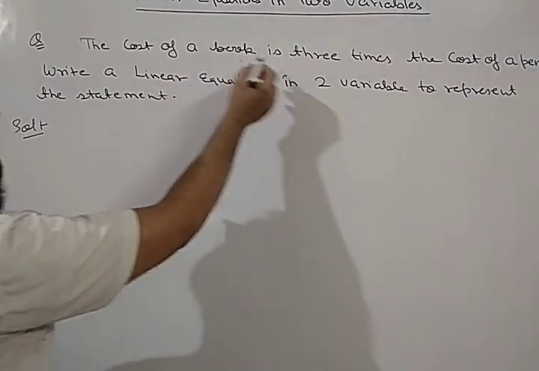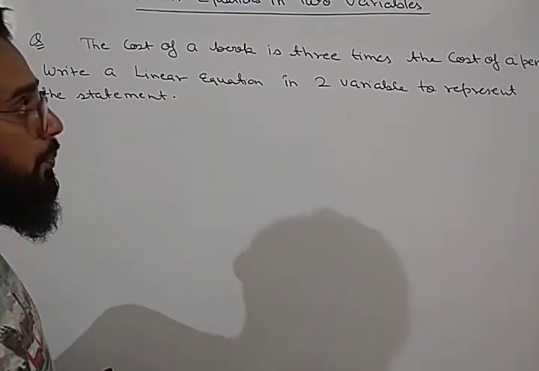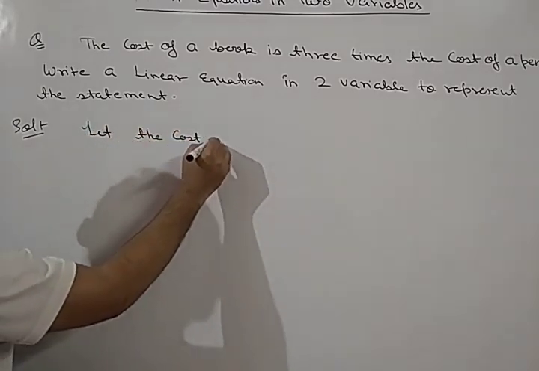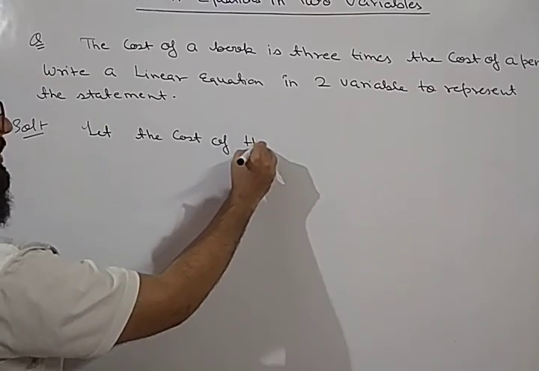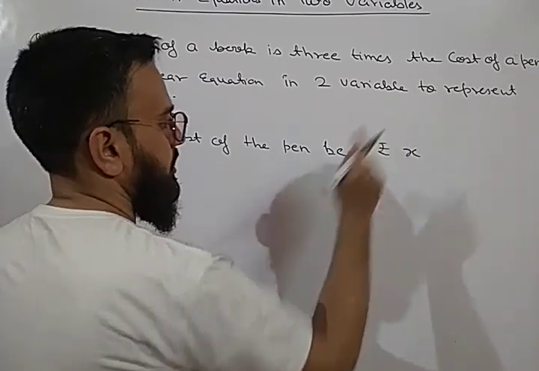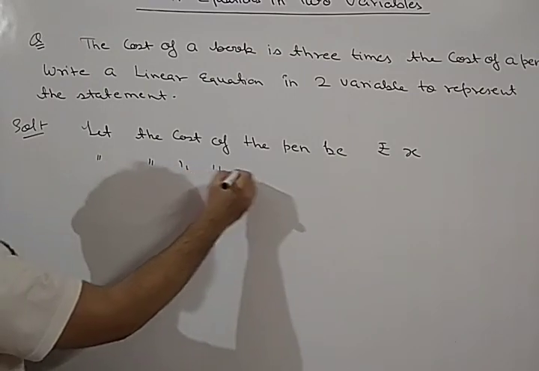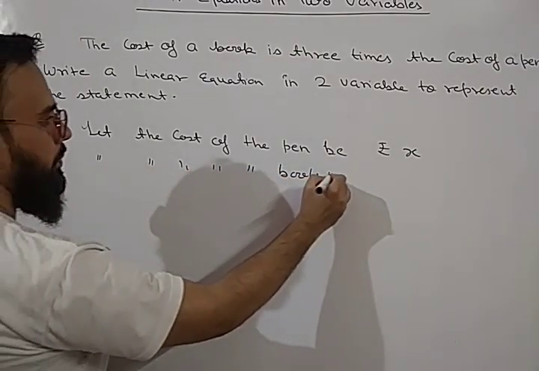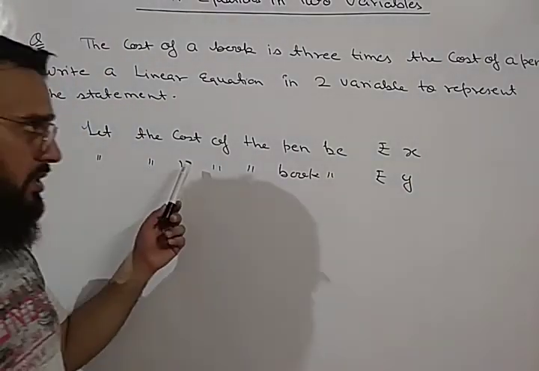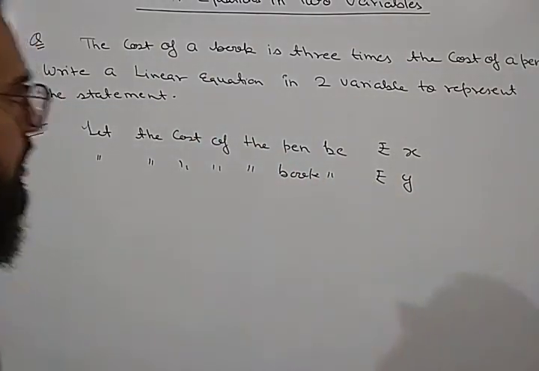We are given that the cost of a book is 3 times the cost of a pen. There are two things, pen and book. So we will consider: let the cost of the pen be rupees x, and let the cost of the book be rupees y. Okay, so we have considered these two things, cost of pen be x and cost of book be y. Now we come to the condition.